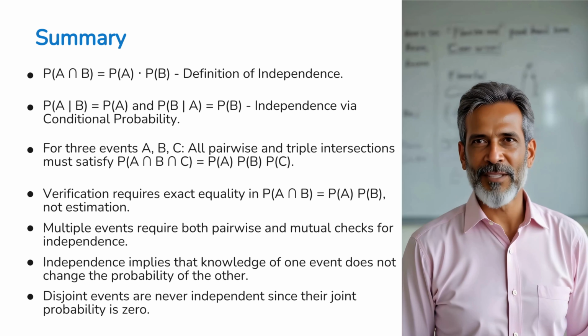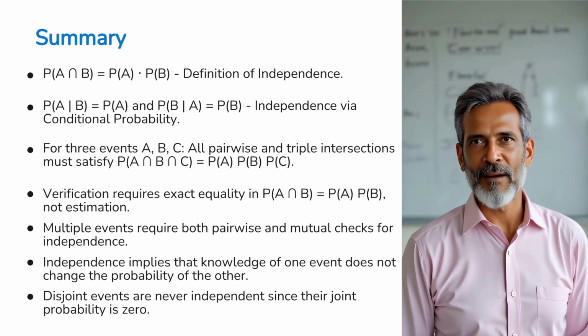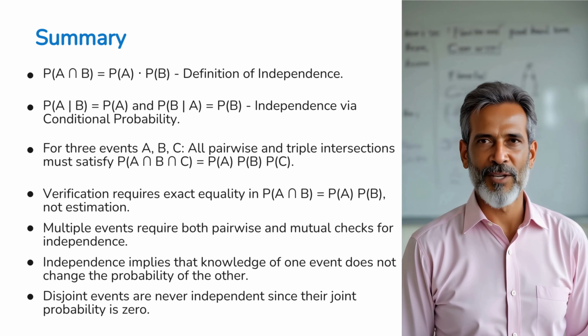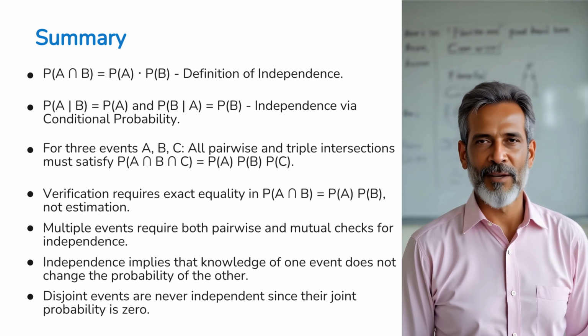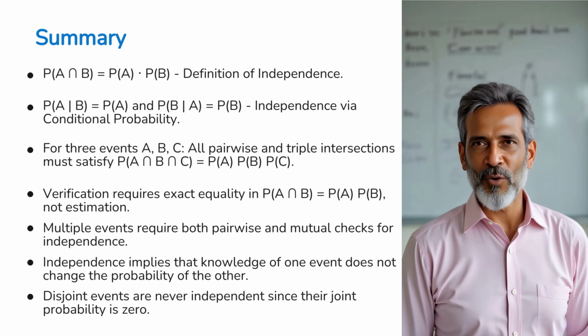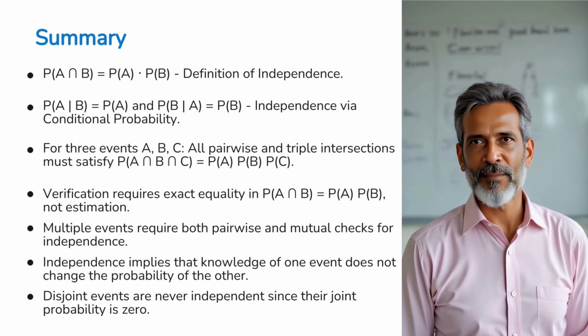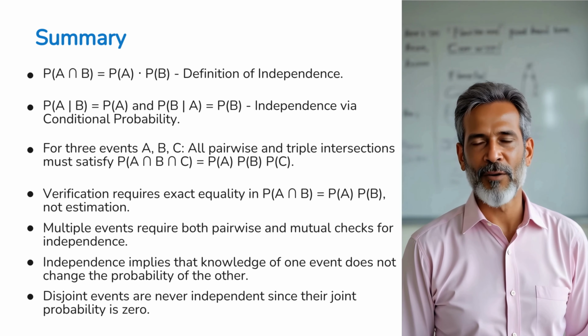Let's wrap up everything we've learned about independence in probability. First, the core definition, P of A intersection B equals P of A multiplied by P of B. If this condition holds, the events A and B are independent. Next, through conditional probability, independence also means P of A given B equals P of A, and P of B given A equals P of B. So knowing that one event has occurred does not change the probability of the other.